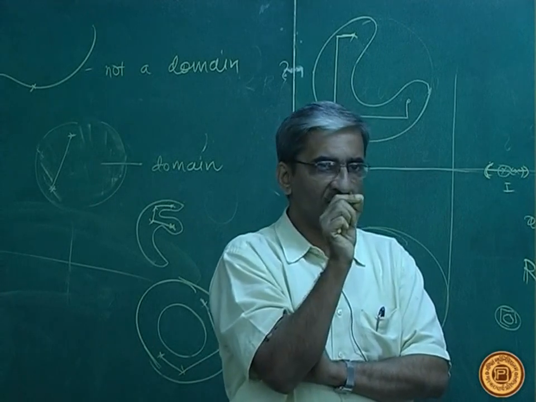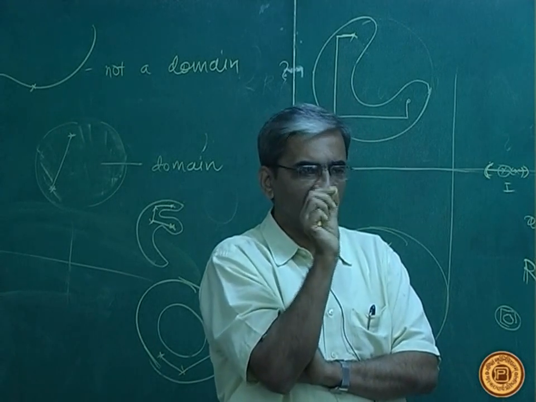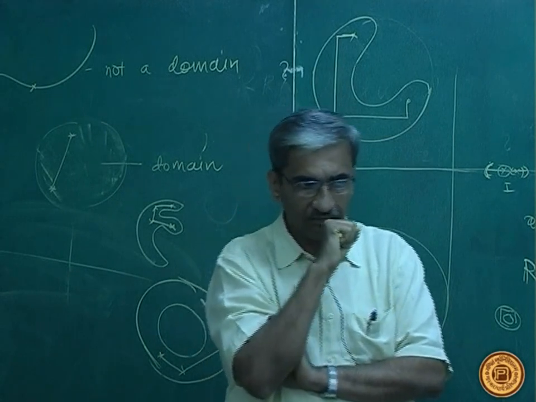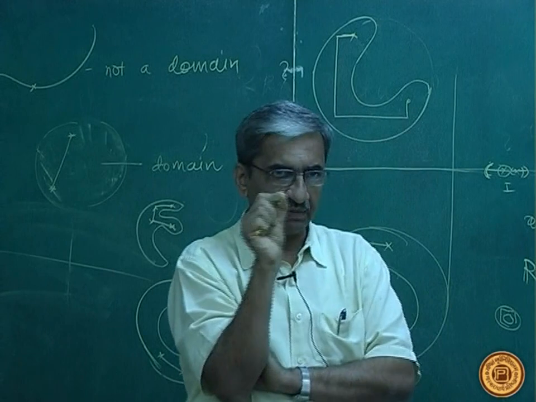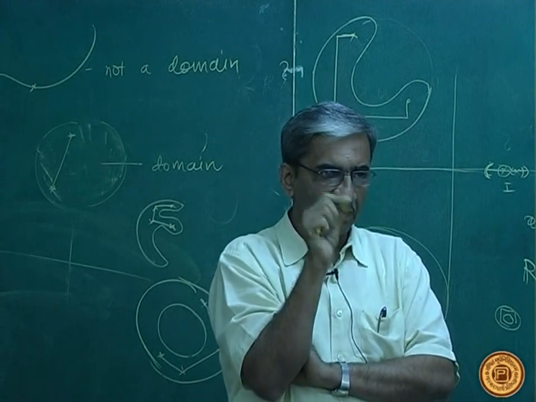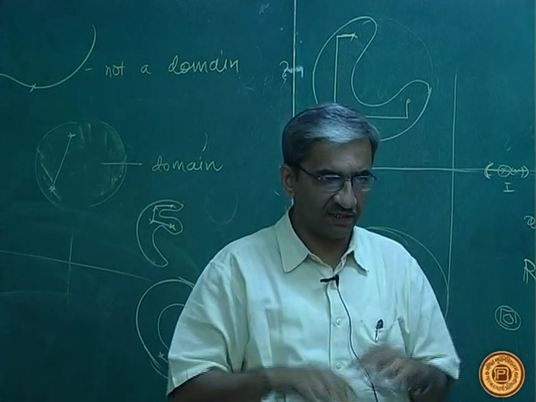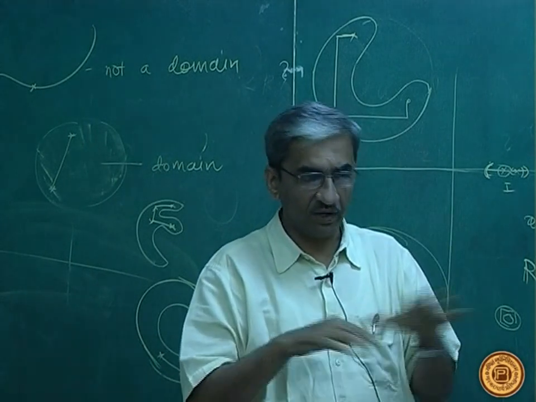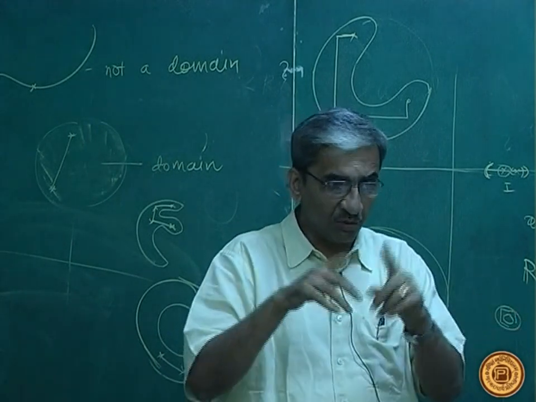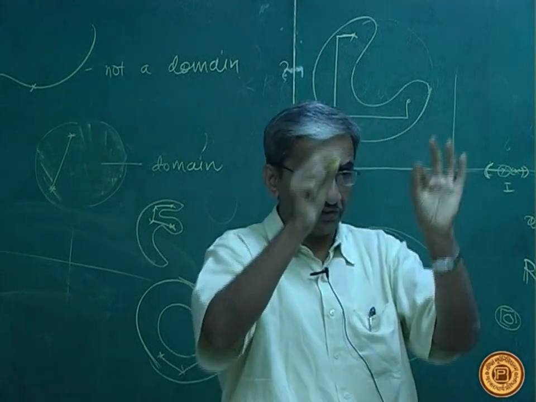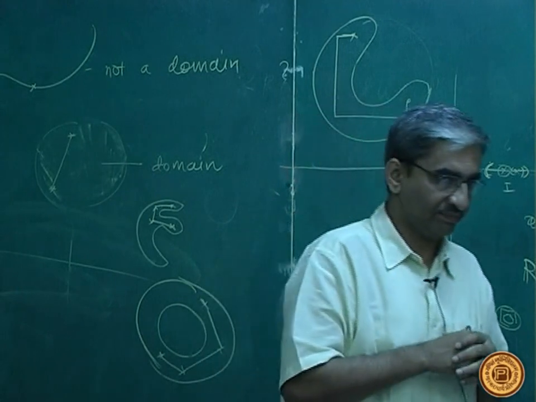Differentiable at a point means at that point only, we are talking about only that point. If f of z0 plus h minus f of z0 upon h, limit as h tending to 0 exists, then it is differentiable at that point. What happens in the neighborhood of that point is not important when we are just saying that the function is differentiable at that point.